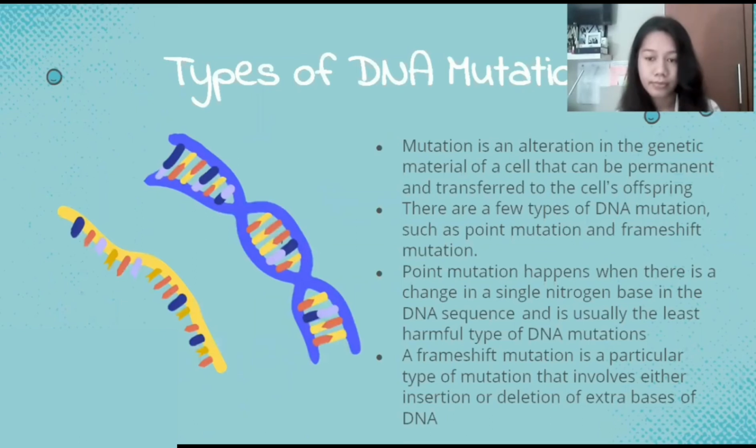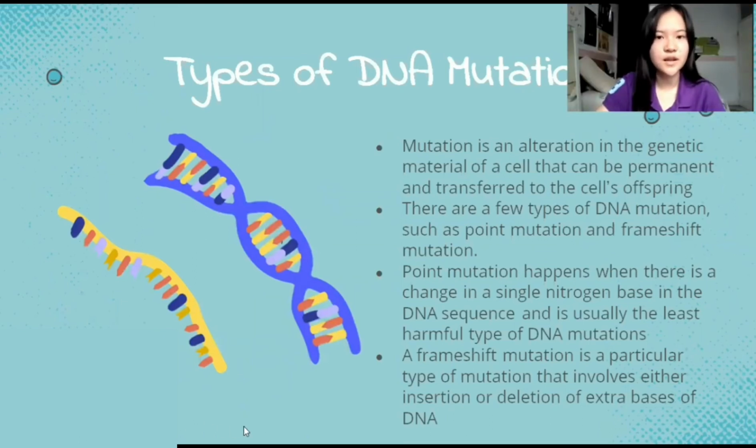My name is Phoebe Ezkiella and my student ID is 2002511169, and I'm going to explain about types of DNA mutation. First of all, mutation is an alteration in the genetic material of a cell that can be permanent and transferred to the cell's offspring. There are two types of DNA mutation: point mutation and frameshift mutation. Point mutation happens when there is a change in a single nitrogen base in the DNA sequence and is usually the least harmful type of DNA mutation. Point mutation can be classified broadly into two types, transition and transversion. If a nitrogen base is substituted with the same type, transition will occur. Meanwhile, when purine bases are substituted with pyrimidine bases and vice versa, this is called transversion mutation.